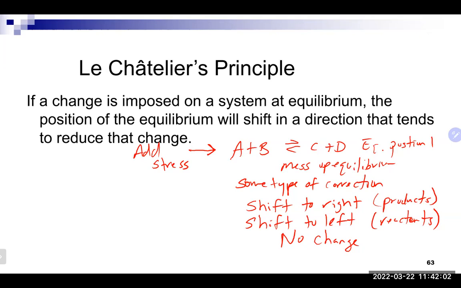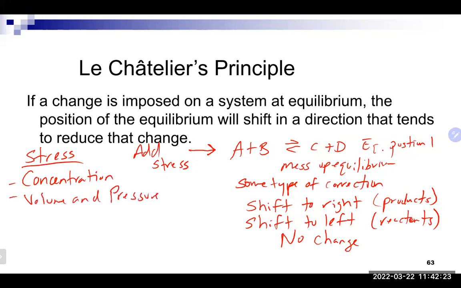So what are these stresses that we're talking about? Well, there are several different types of stresses. One involves concentration: you could either add more or remove concentration. Then volume and pressure. If we're dealing with a gas situation, the volume and the pressure are stresses you can play with. Temperature is another one that you can play with. And adding a catalyst is another situation.